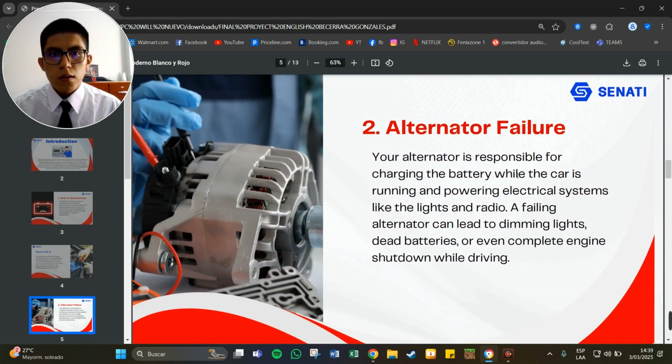2. Alternator failure. Your alternator is responsible for charging the battery while the car is running and powering electrical systems like the lights and radio. A failing alternator can lead to dimming lights, dead batteries, or even complete engine shutdown while driving.